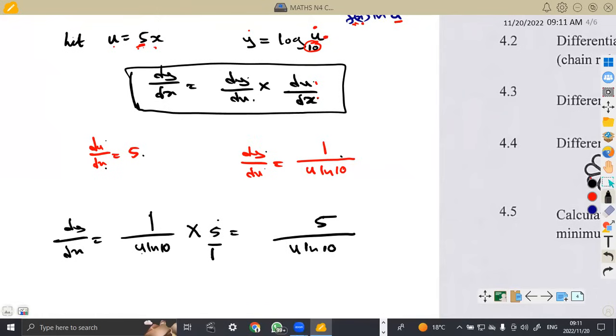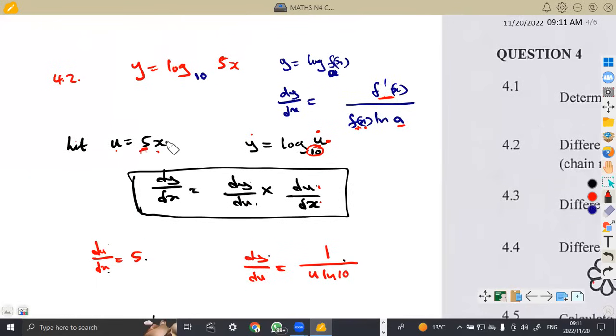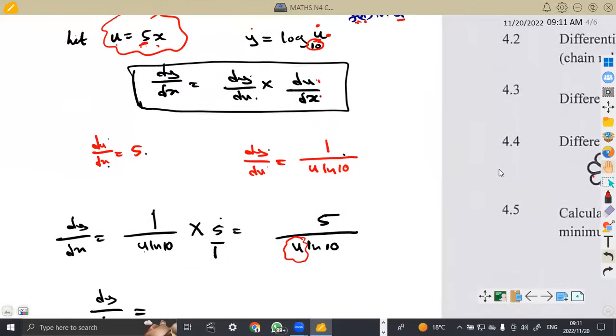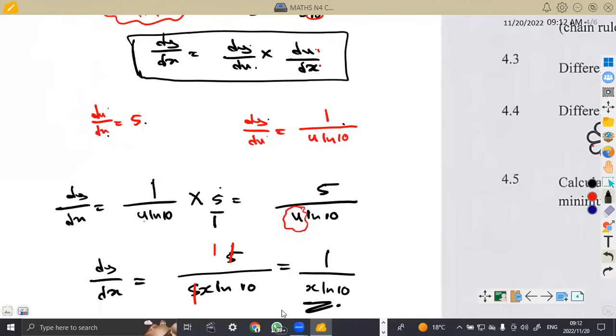But this is not enough because this is the derivative of y with respect to x. Cross-checking on our answer, there is a u in our answer here, so we are supposed to get back to the u that we have here. Our u is equal to 5x, so you're supposed to substitute 5x into your final answer. So this is 5 over 5x ln 10. That is not enough because we can divide 5 and 5 here, that's 1. So we are going to have 1 over x ln 10. So that was the answer for this one.